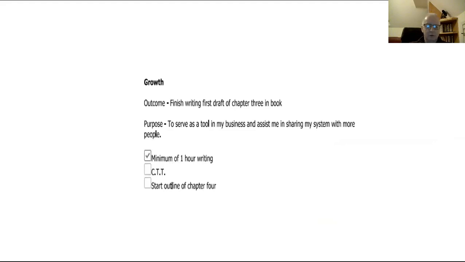Now do the same for your growth. For me, it wasn't one of my stronger days. I only got one of the 3 that I put down there. But for my growth, what did I do? Well, the outcome, I want to finish writing the first draft of chapter 3 of my book. So that was the outcome I wanted in that area. Why did I want that? What's the purpose? Well, because it's going to serve as a tool in my business and assist in sharing my system with more people.